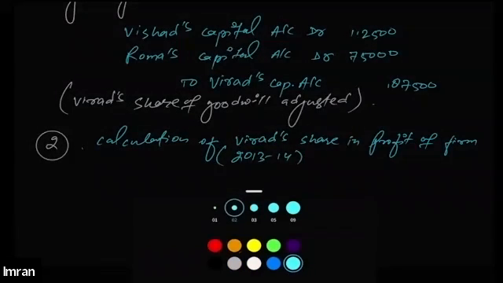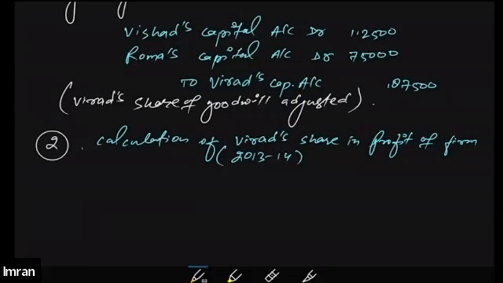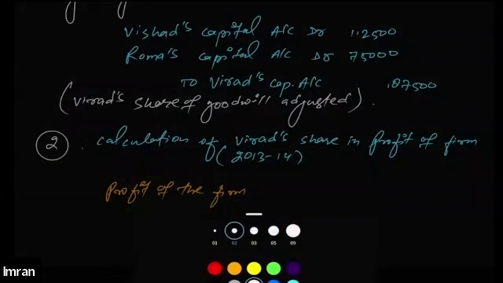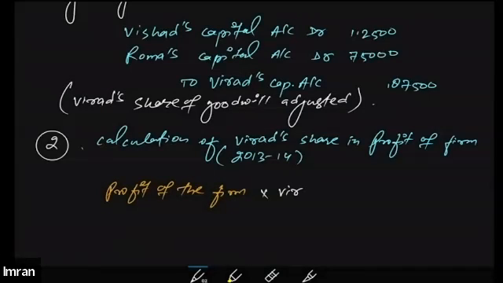Okay, so we need to assume that the profit of the firm for the year 2013-14 is going to remain the same as it was in the previous year. Profit of the firm, then we need to multiply it with Virat's profit sharing ratio, yes or no? Virat's profit sharing ratio. And we will then multiply it with the number of months he served in the business.